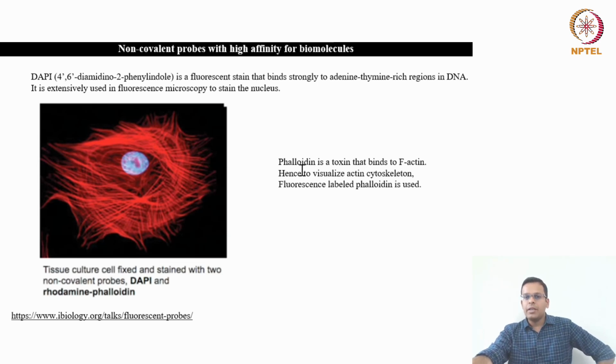Then phalloidine is another dye. It is a toxin that binds to F actin, and hence to visualize actin cytoskeleton, fluorescent label phalloidine is used. So let's say if you want to label the actin cytoskeleton in the cell, phalloidine is used. So though phalloidine is toxic for the cell, you can use it on the fixed cells, and phalloidine emits red color light. So here you can see the phalloidine staining of the cell.